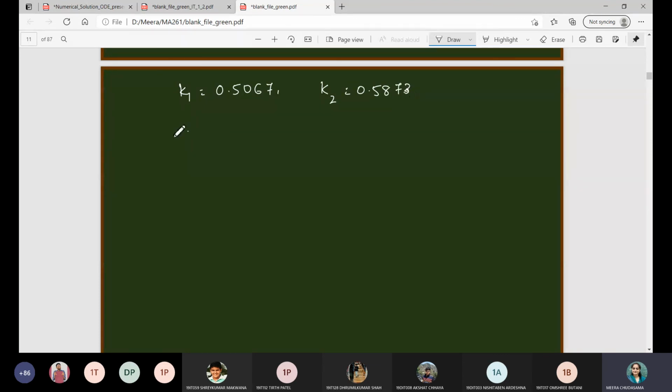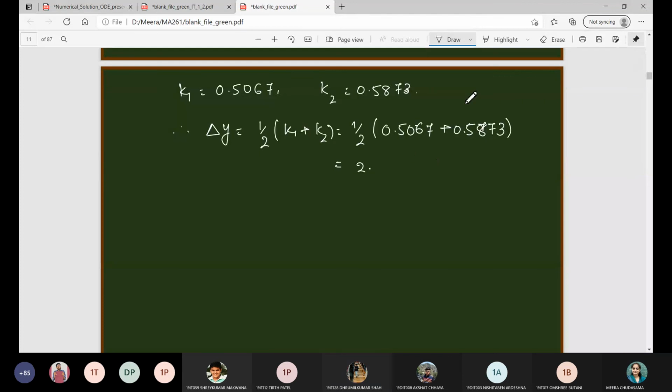So now, therefore, we will compute the increment in y, which is 1 by 2 (k1 plus k2). So this is 1 by 2 into (0.5067 plus 0.5873). So what is this increment? 0.547. Yes, 0.547.